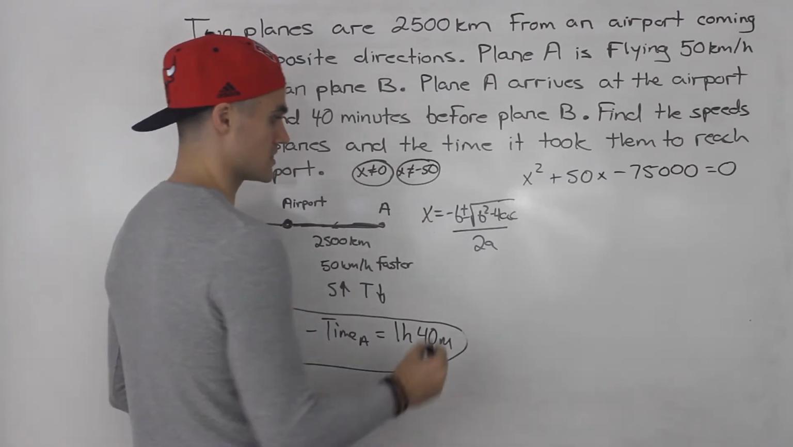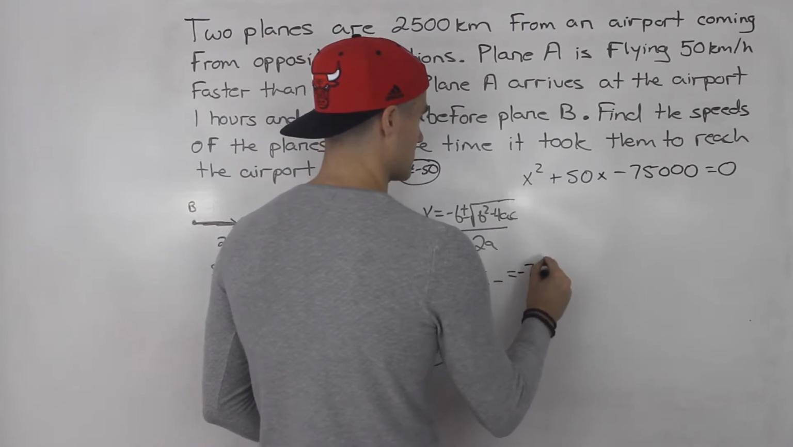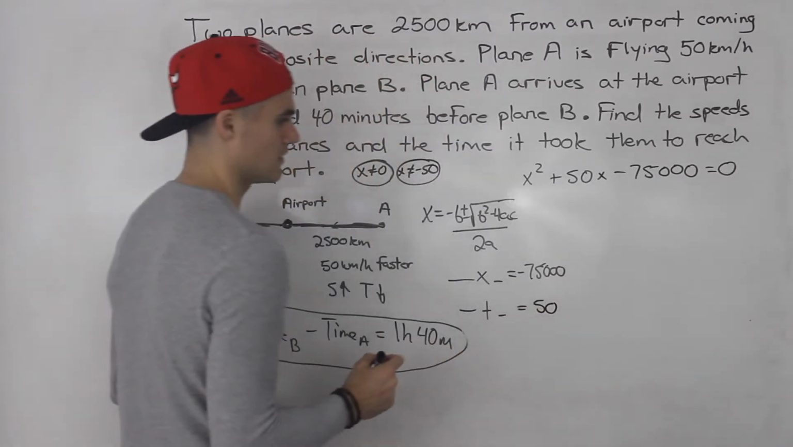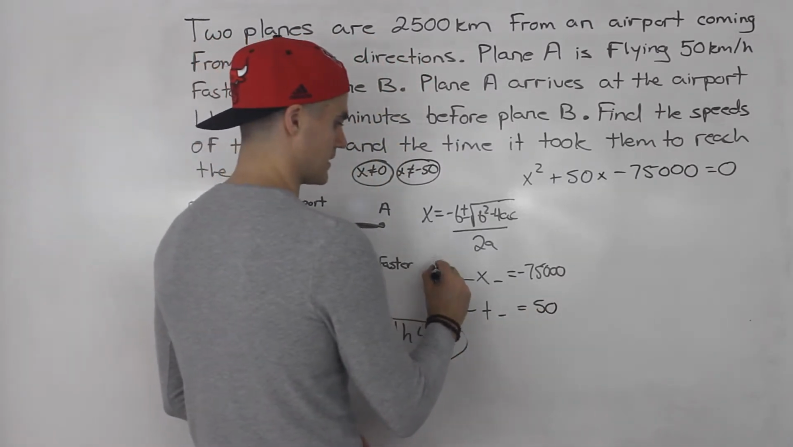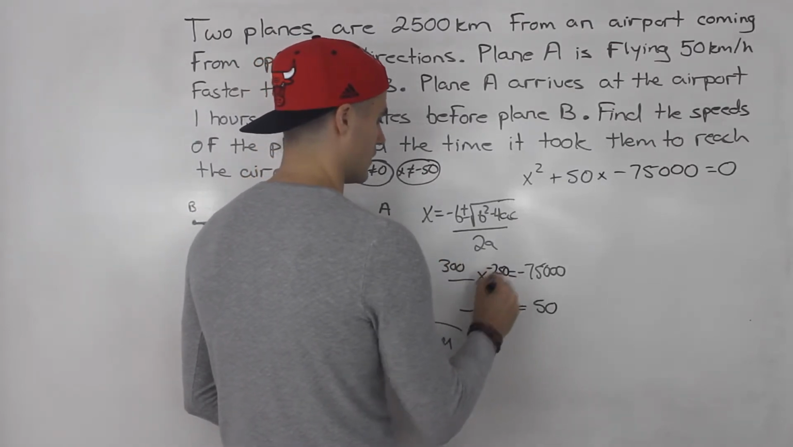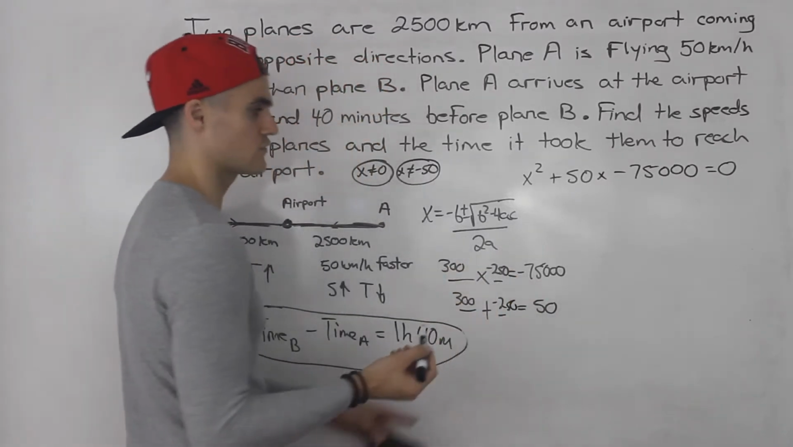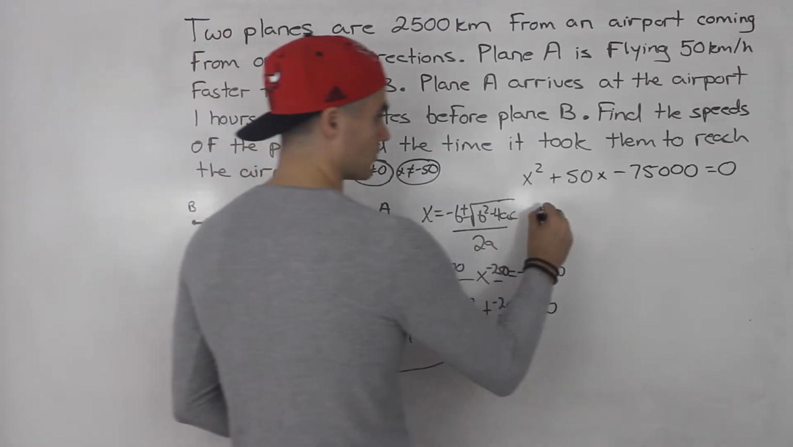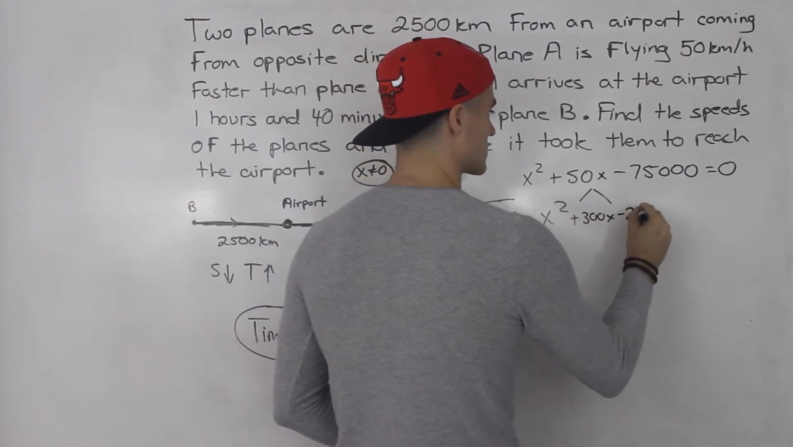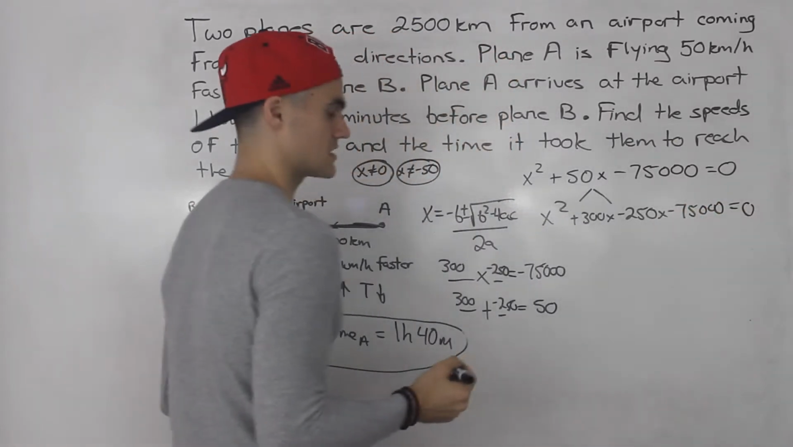But if you did want to factor this, basically, you got to find two numbers that multiply to 1 times negative 75,000 and add up to 50. And the two numbers that make this work out are 300 and negative 250. 300 plus negative 250 gives us 50, and 300 times negative 250 gives us negative 75,000. So we would decompose this 50x into 300x minus 250x minus 75,000. This is equal to 0.